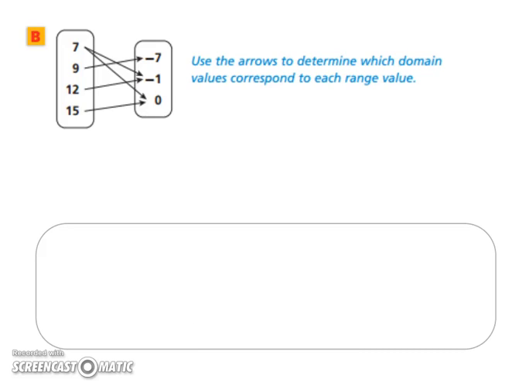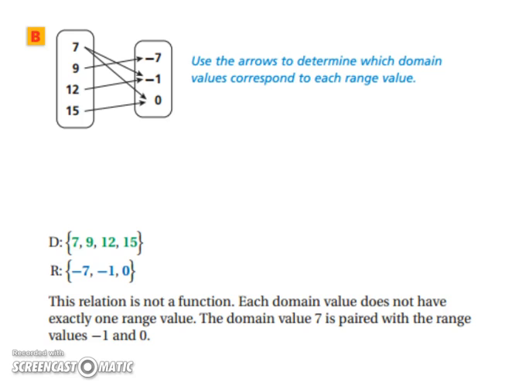Let's try this next one. Use the arrows to determine which values correspond to each range value. So we have 7, 9, 12, and 15. Those are the domain values. And then you have your range values, which are -7, -1, and 0. Well, our 9, 12, and 15 all only match with one value. However, our 7 matches with 2 values, which means when we input a 7, we're going to get an output of 2 different answers. So therefore, it is not a function.